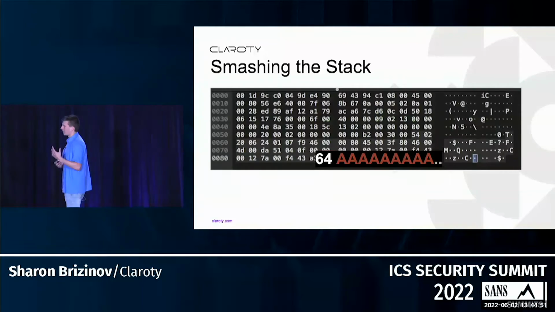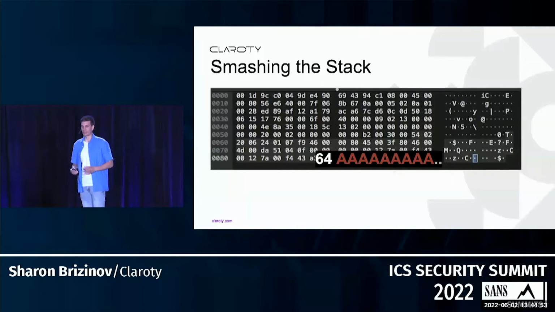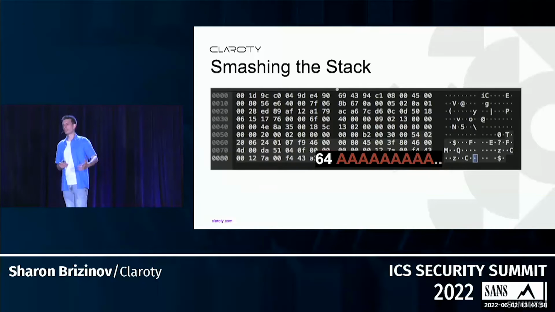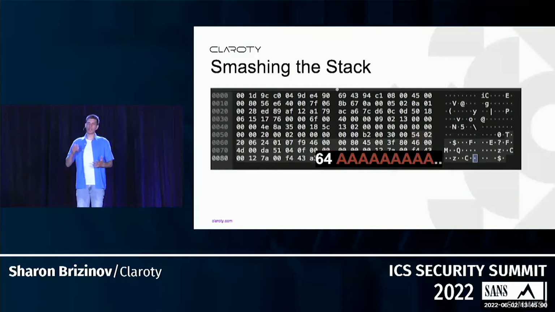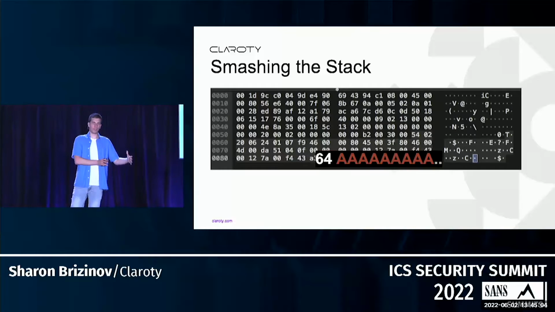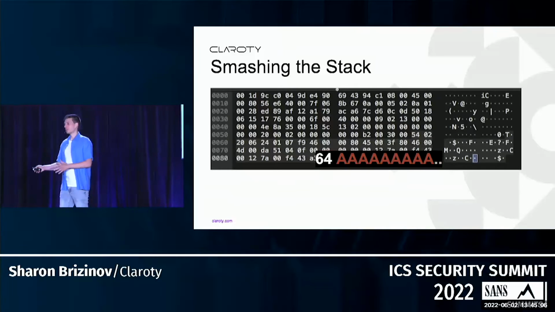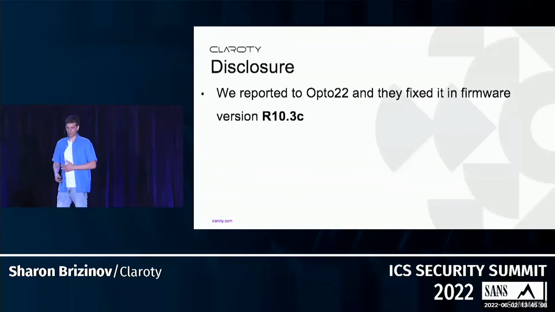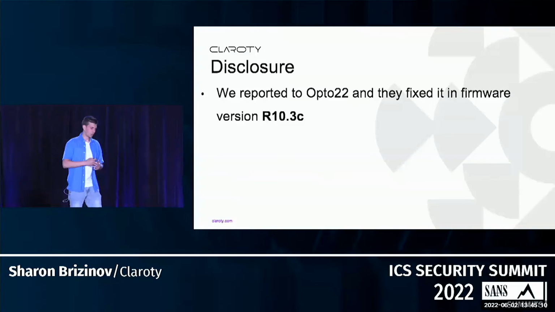Here you can see a very short example of how it would look like with random data. So we're sending, instead of 32 words, we're sending 64, and the first 32 words would be written to the array, and the next 32 words will be written onto the stack. So Opto22 fixed the vulnerability in their firmware.